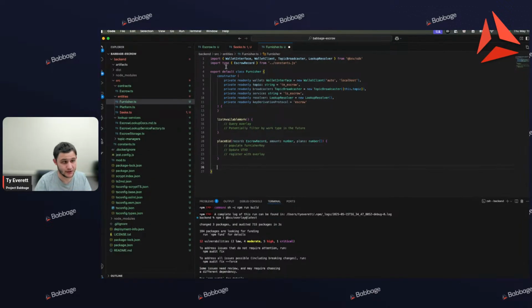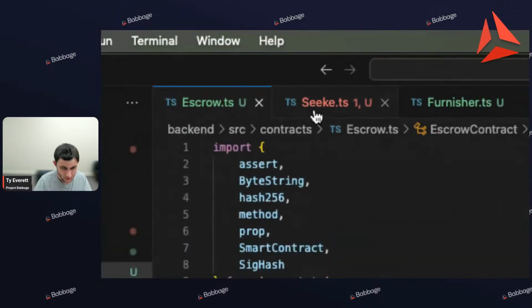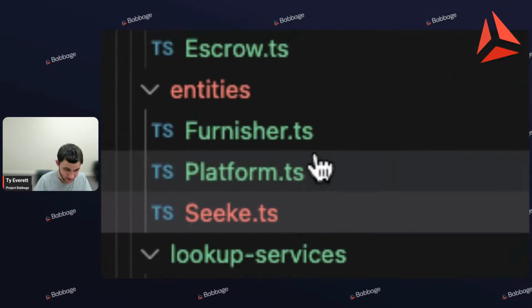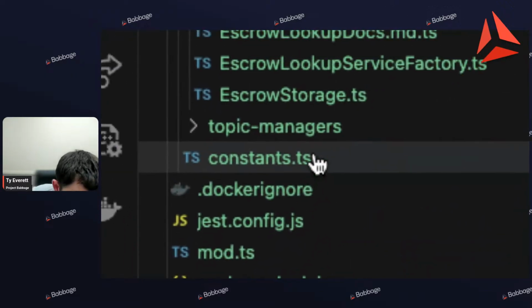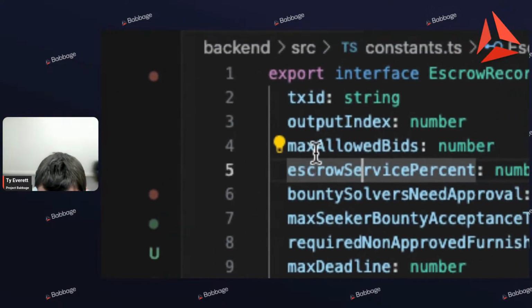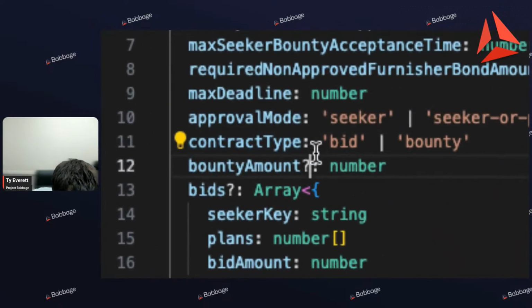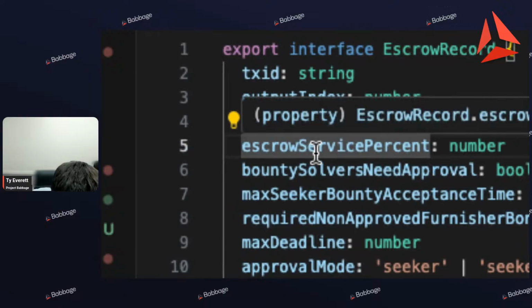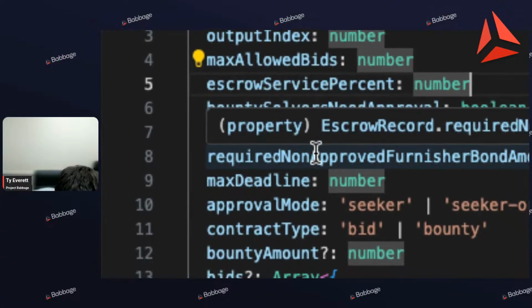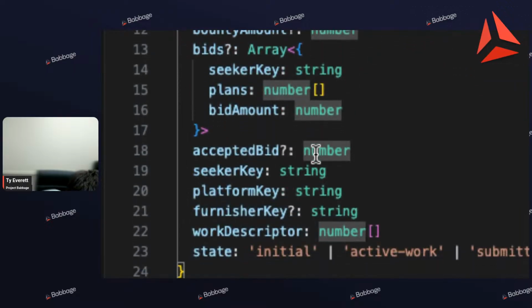Originally, I was thinking that the bond would only apply when we are disallowing, yeah. So we got contract type, amount, bids.